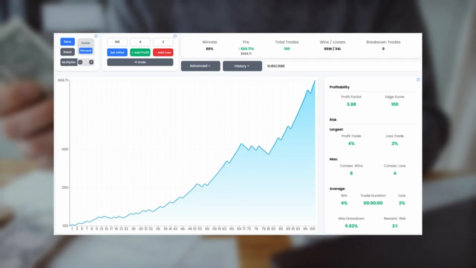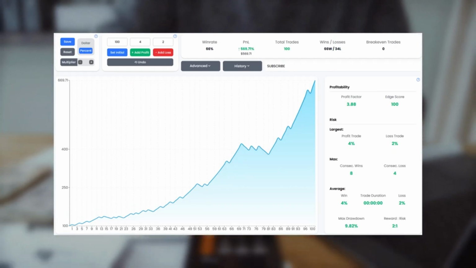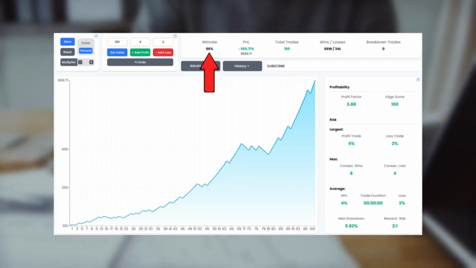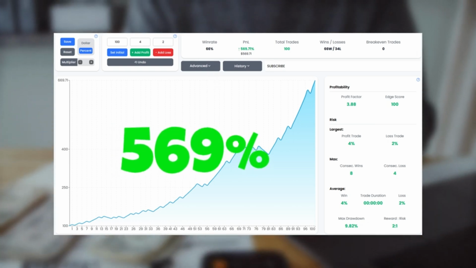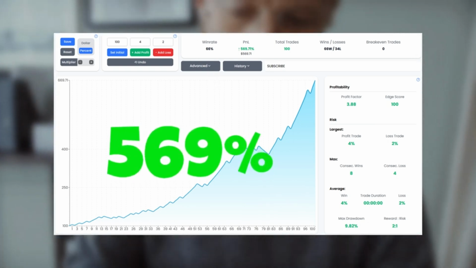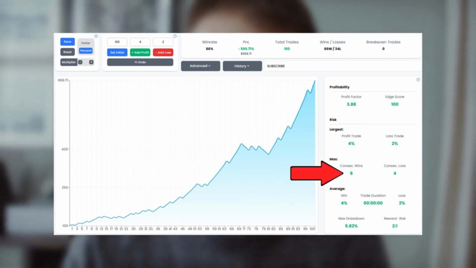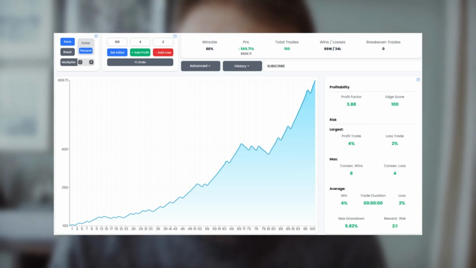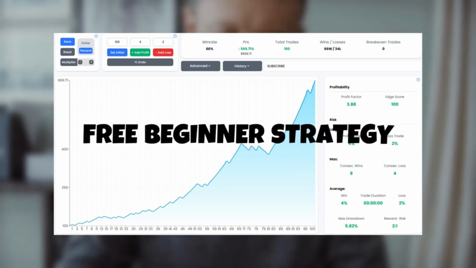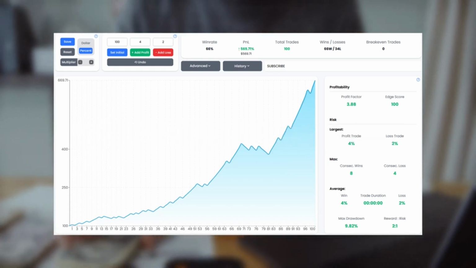And as you can see, over 100 trades, we had a very impressive 66% win rate, making us 569% on the account, starting with $100. And with a profit factor of 3.88 and 8 consecutive wins in a row, I think this is a very, very good free beginner strategy that you can start using today.